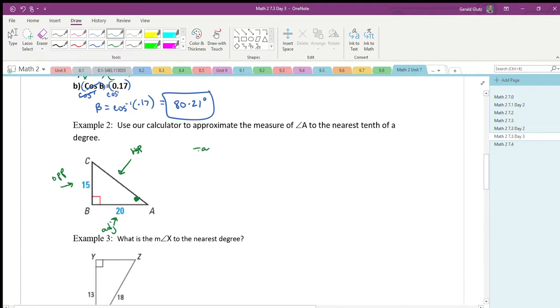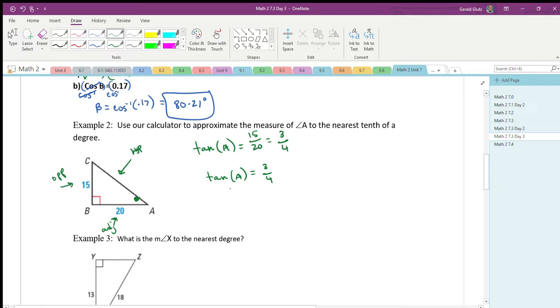So the tangent of A is equal to the opposite over adjacent, so 15 over 20. If you want to reduce that, you could, so that would be 3 over 4. So now I have tangent of A equals 3 over 4. So I'm trying to solve for A. So I got to get A by itself.